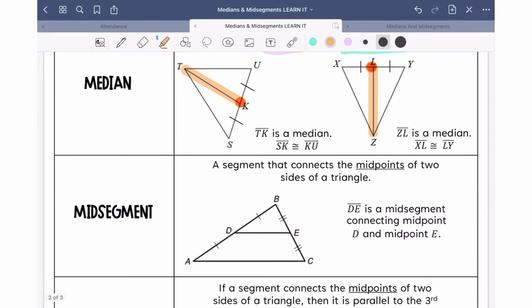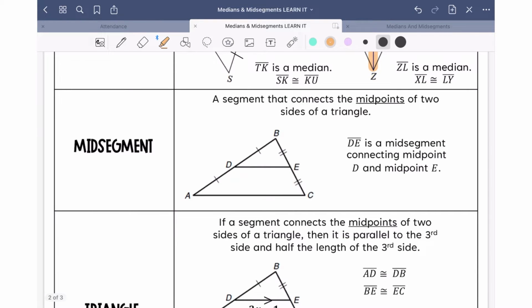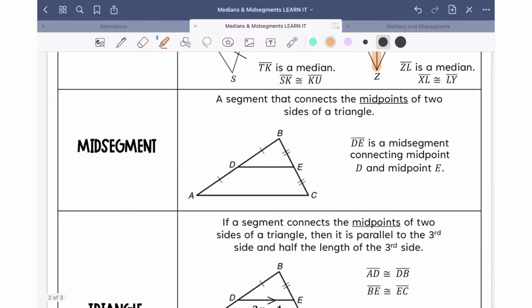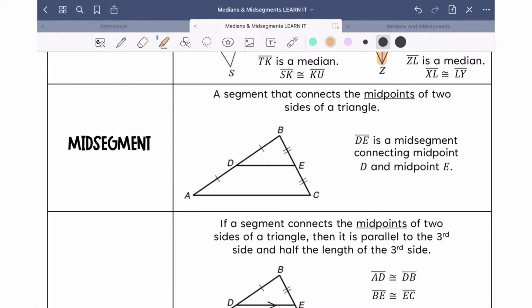Okay, let's move forward to midsegments. Midsegments is the most important one that we will be testing on this Friday on October 28th. And to prepare for that, you really need to understand the relationship that the midsegment has in this triangle. So let's read the definition. It says a midsegment is a segment that connects the midpoints of two sides of a triangle.